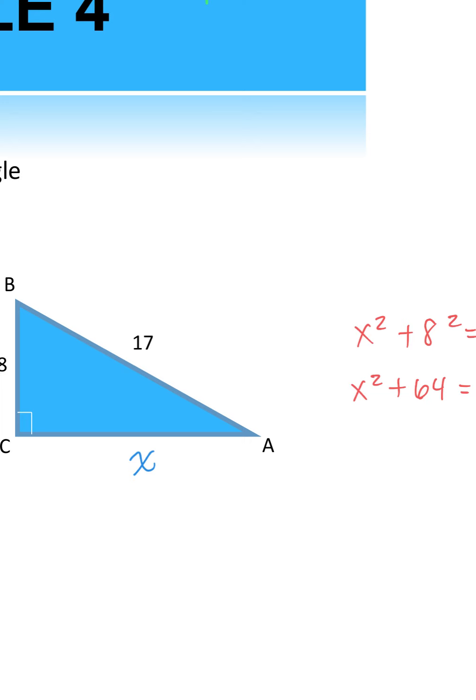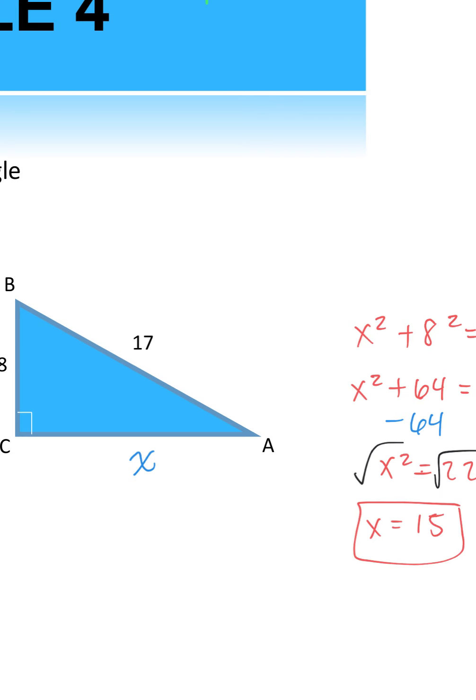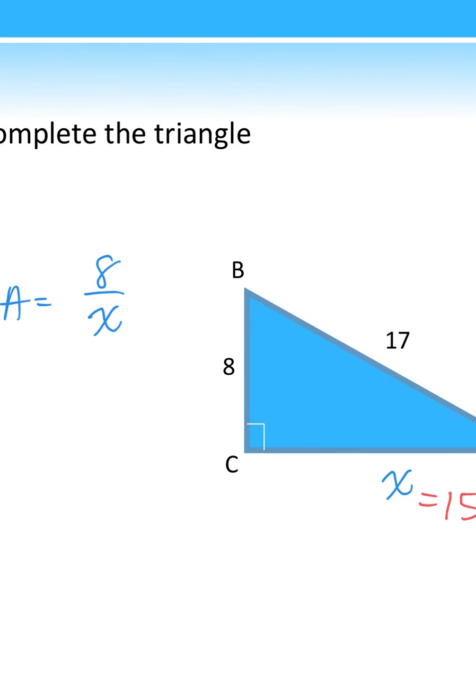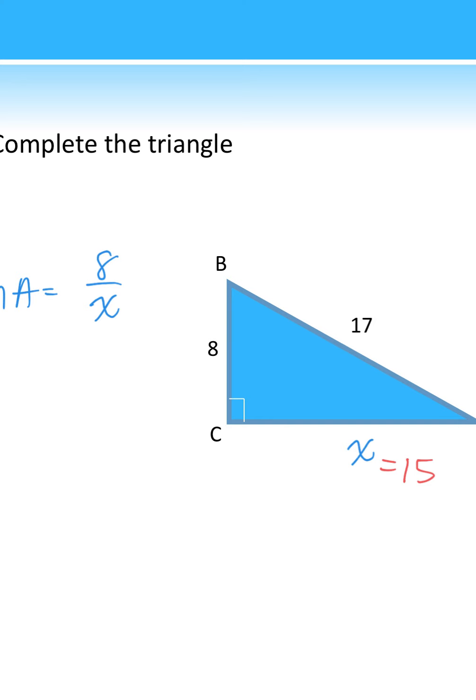How do I solve this? What am I going to get? X squared equals 225. What do I do next? Square root of both sides, and we get x equals? Good. X equals 15. So we know that this is 15. So what's our tangent ratio now of A? It's not 8 over x, it's 8 over 15.